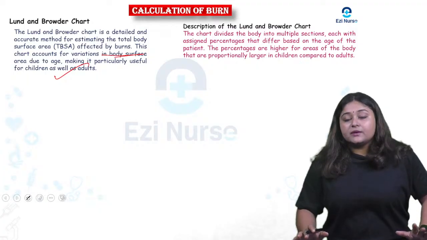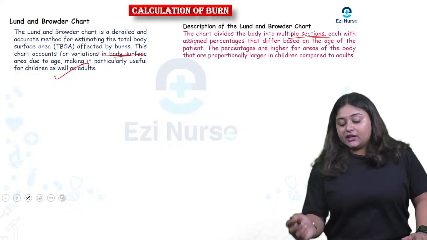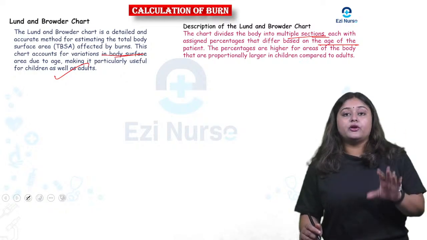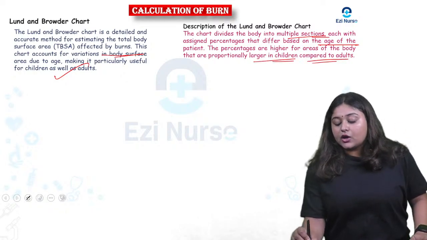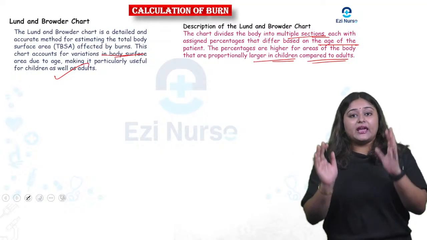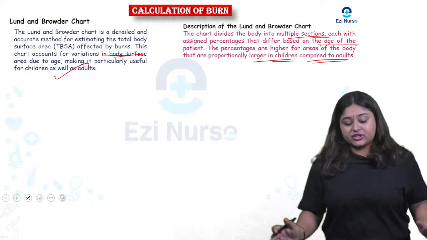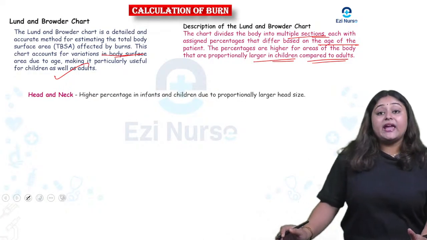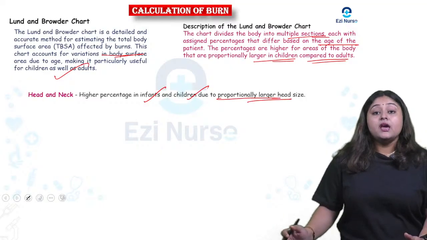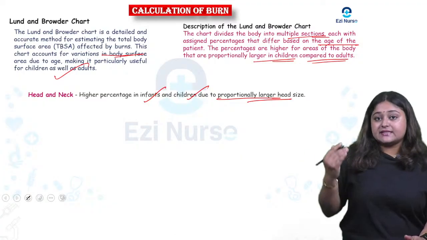Okay, so this chart mainly divides the body into multiple sections, each with an assigned percentage that differs based on the age of the patient. So the percentages are higher for areas of the body that are proportionally larger in children compared to adults. So based on children and adults, based on the proportion of the area of that particular burn, we have to apply it on this particular Lund and Browder chart, and based on that we have to calculate. So head and neck is a higher percentage in infants and children due to the proportionally larger head size. So suppose for the adult it is 9%, for the children it should be counted as 18%.